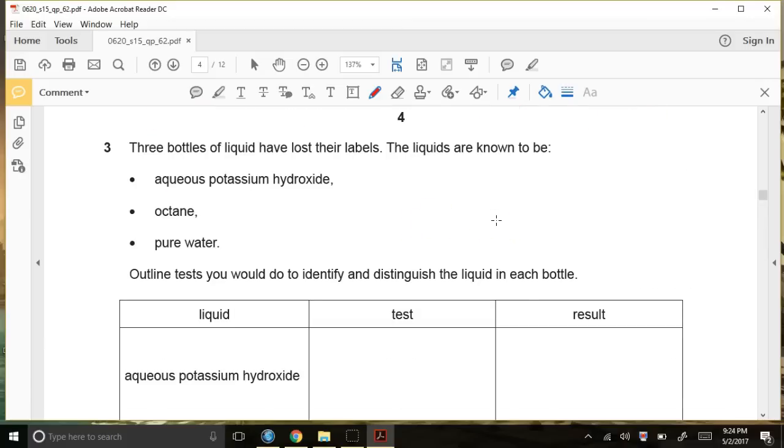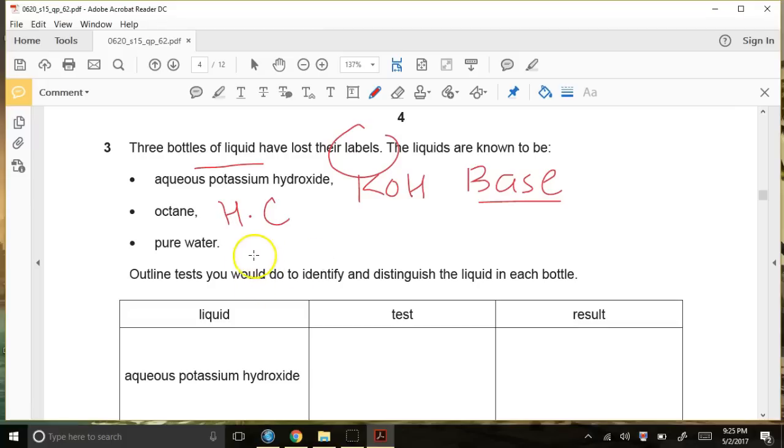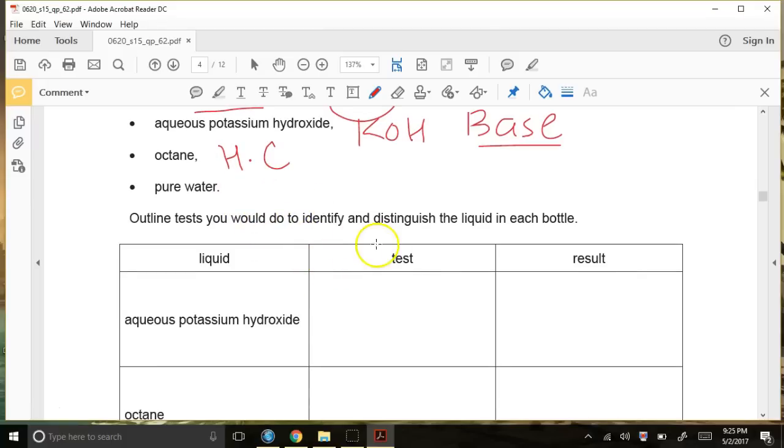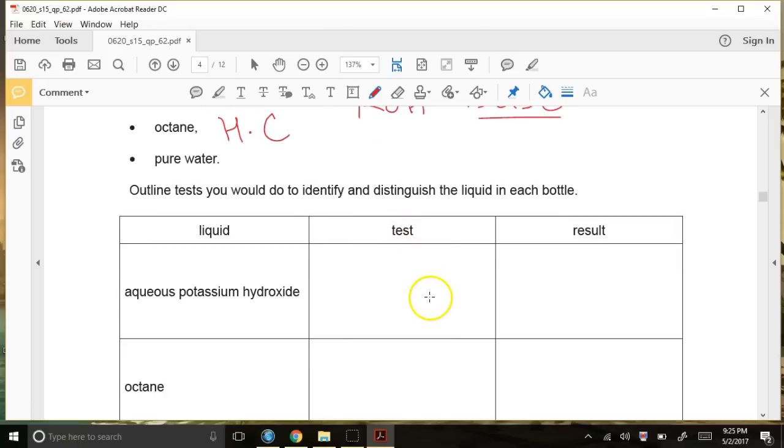Okay, so let's have a look at question number 3. Here the question says there are 3 bottles of liquid, and they have lost their labels, so it's your job to figure out who is who. So you have potassium hydroxide, which is KOH, is a base. So that's a good information to keep in mind. Octane, well, octane is a hydrocarbon. That's a fuel we have to use, and of course you know what water is. Outline test you would do to identify and distinguish the liquid in each bottle.